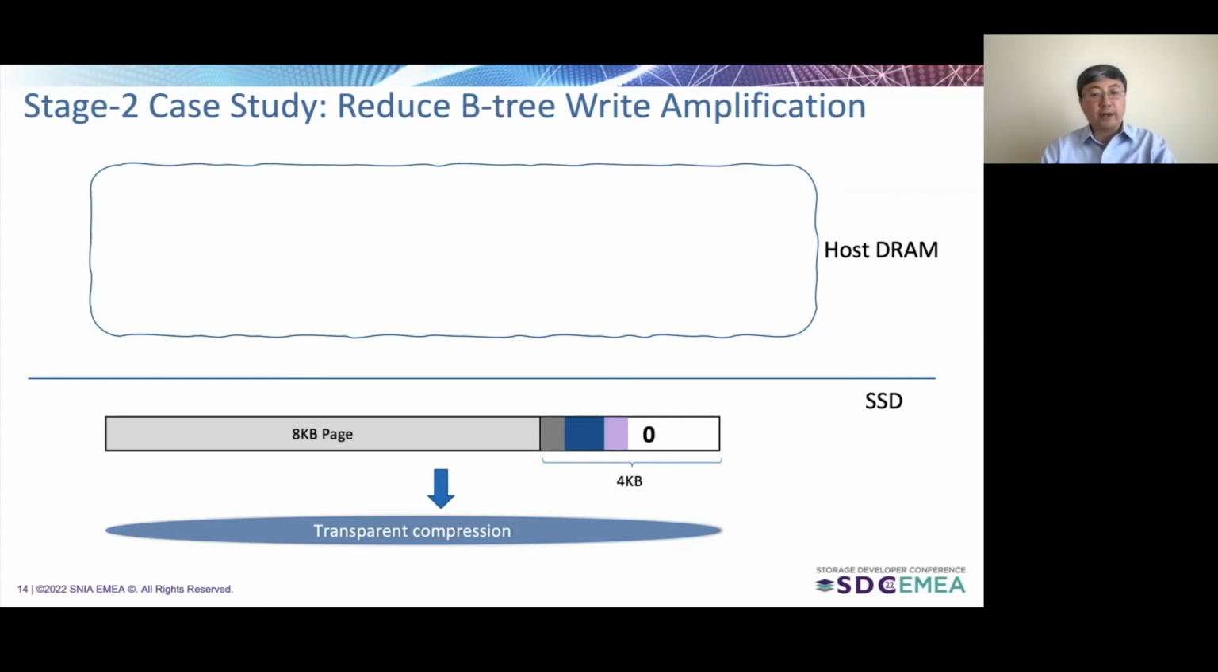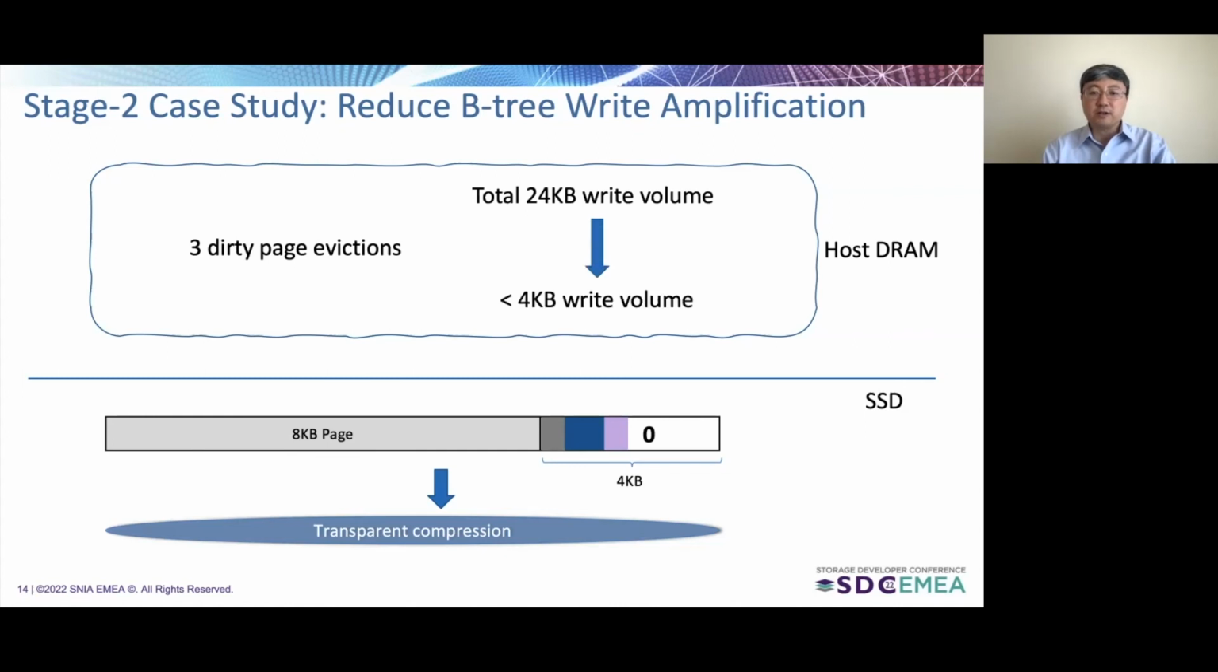So in this way, to serve 3 page evictions, instead of writing 24 kilobytes as in conventional practice, we leverage the SSD 2.0 with the in-storage transparent compression to invoke no more than 4K byte writes to the physical storage media, without any change to the interface between the host CPU and the storage device.